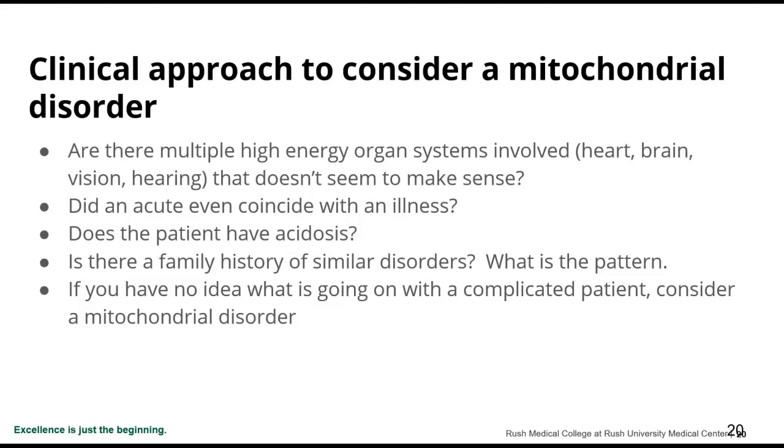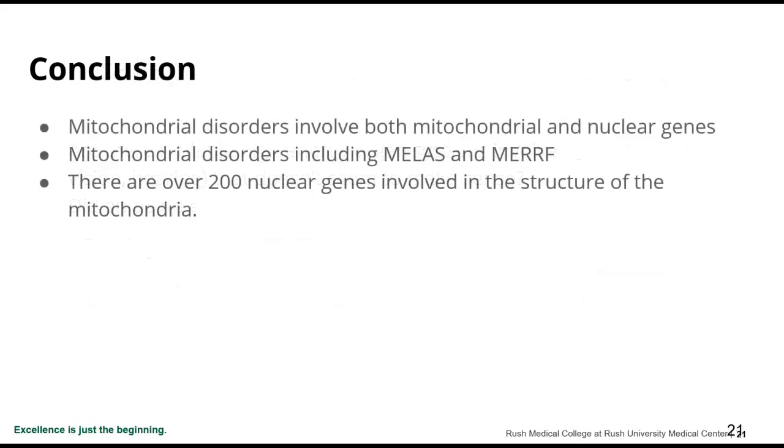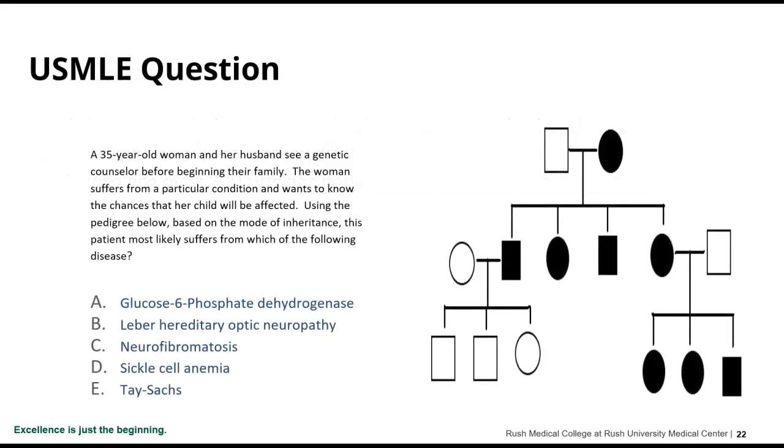Does the patient have acidosis? Do they have lactic acidosis? Is there a family history of similar disorders, and what is the pattern? If you have no idea what's going on, consider mitochondrial. So mitochondrial disorders involve nuclear and mitochondrial genes. Mitochondrial disorders include MELAS and MERRF from mitochondrial genes. And again, there's lots of other things that could be nuclear inherited.